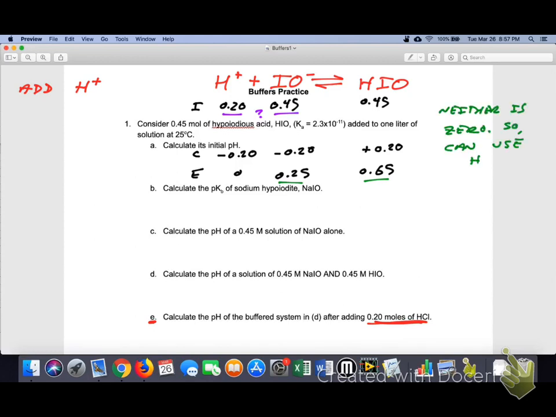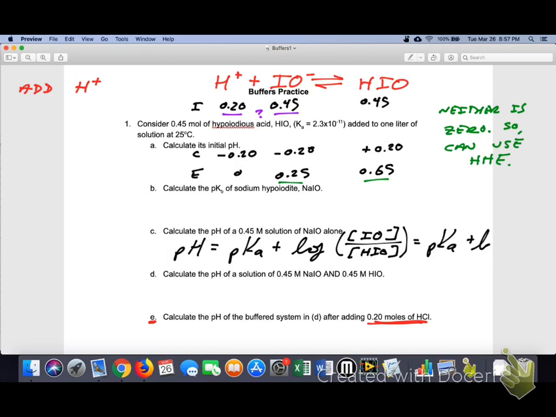Now, neither of those values is 0, and so I can use Henderson Hasselbalch. So let's do that. pH equals the pKa plus the log of the conjugate base concentration over the acid concentration. The pKa I've already done several times, but I'll show that in a second. And then log of what's the concentration of the conjugate base now? It's down to 0.25. What's the concentration of the weak acid? It went up to 0.65.